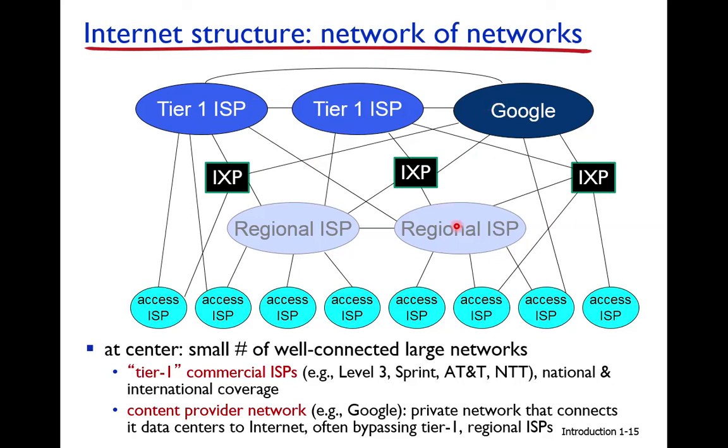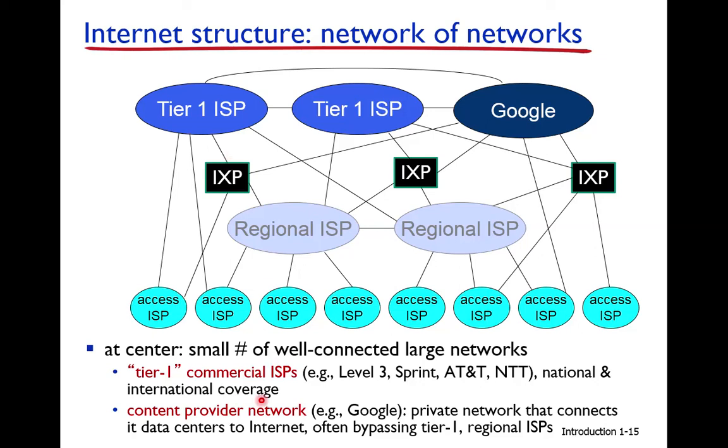So normally Google is connected to the regional ISPs and access ISPs. You can see that this access ISP is directly connected to Google. So if a user of this access ISP wants to access the Google server, it will move directly to Google. So it will reduce the cost as well as the delay. This is the overall working of the internet structure, and you can see that there are different tier 1 commercial ISPs, for example, Sprint, AT&T, NTT. So there are different national and international level ISPs also.